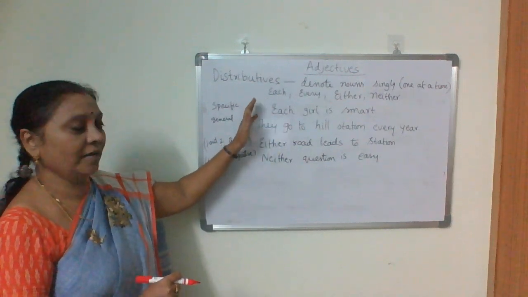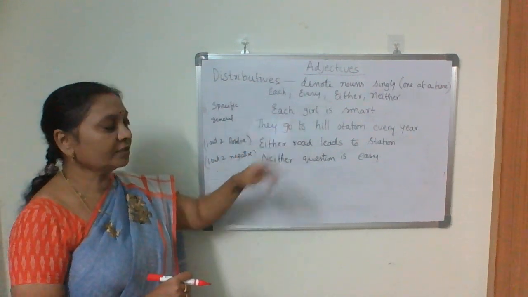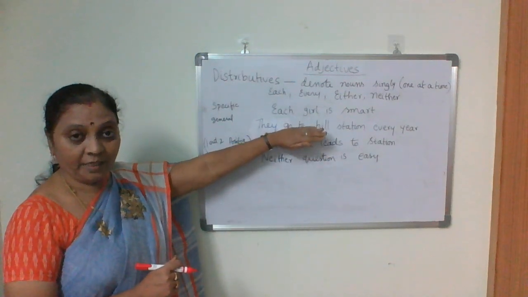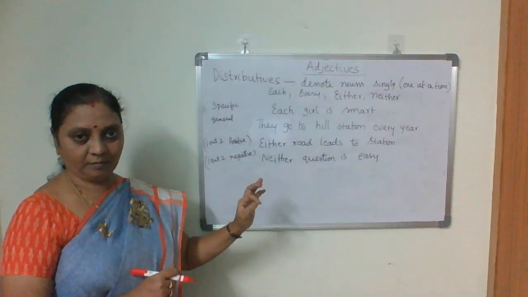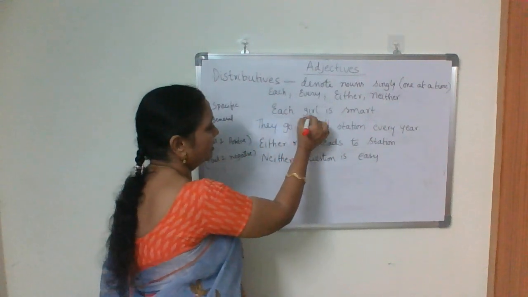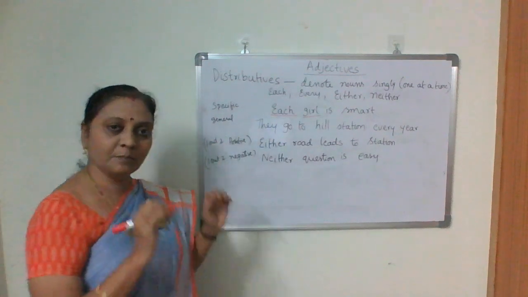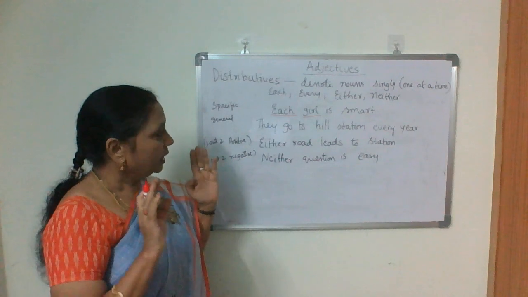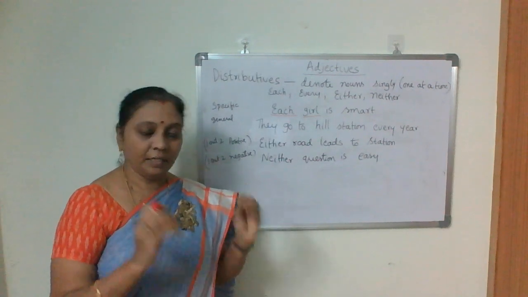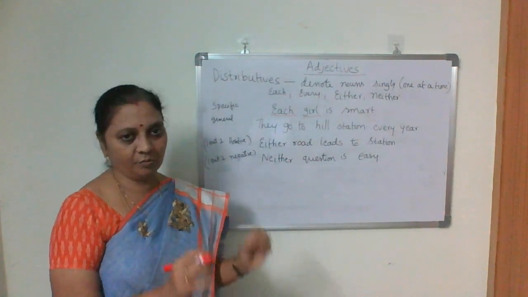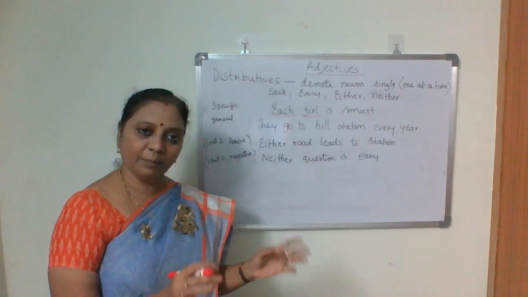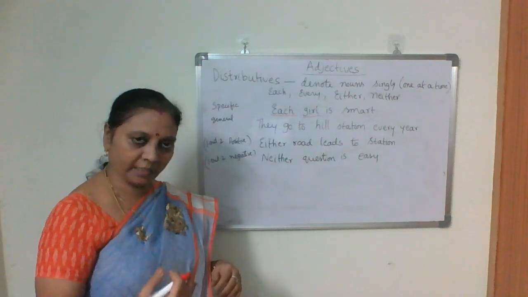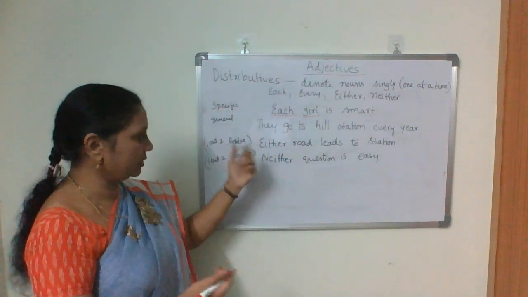Now let us look at the examples. Okay, each girl is here. Also, you observe that immediately it is followed by a noun. Each girl is smart. Each girl, girl is a noun. Each student received a prize. Each student or each participant got a prize. Each participant got a prize. So participant is a noun and each becomes a distributive adjective.